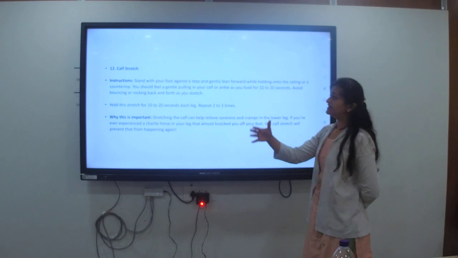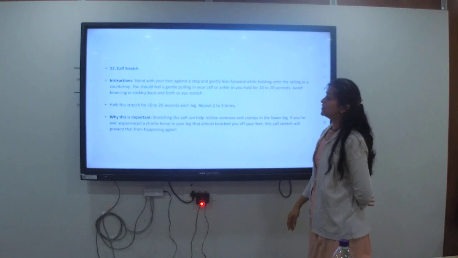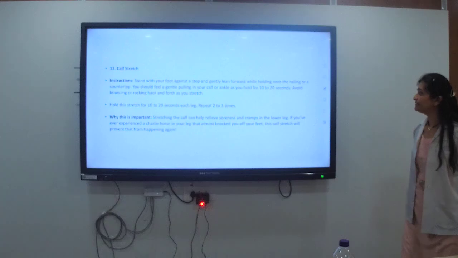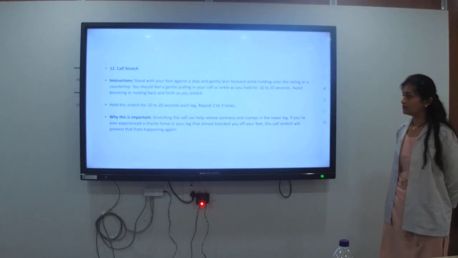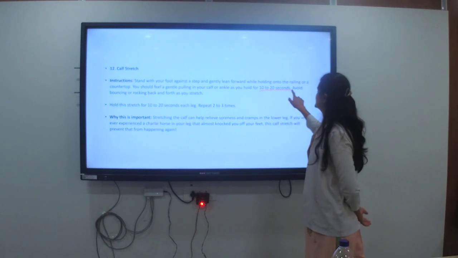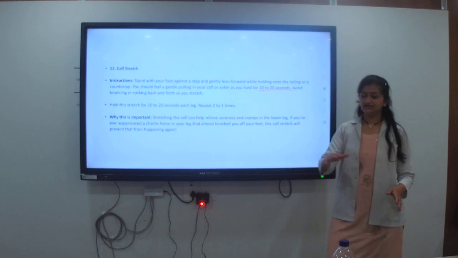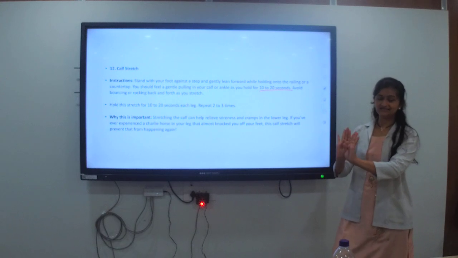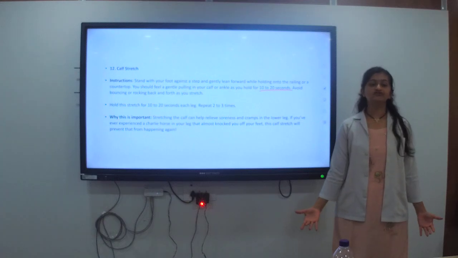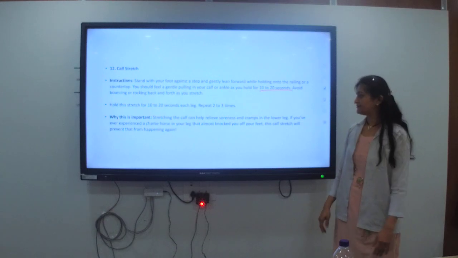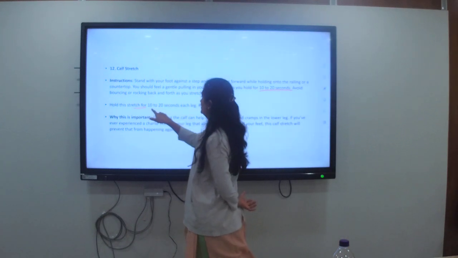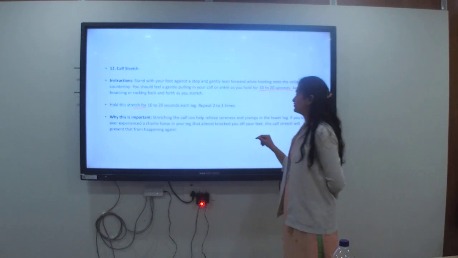As we have done the hamstring, the last is your calf stretch. How do you do a calf stretch? Stand with your foot against a step and gently lean forward while holding onto a railing or a countertop. You should feel a gentle pull in your calf or ankle as you hold it for 10 to 20 seconds. You can also do ankle movements like this in long sitting or in standing. You can just lift your heels off the ground, and that will stretch your calf. Holding the stretch is important, for 10 to 20 seconds, and repeat it 2 to 3 times.